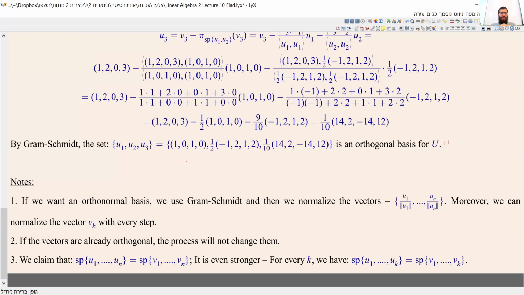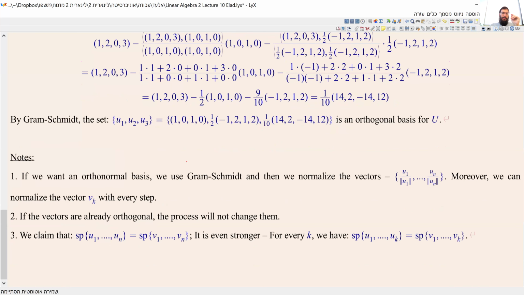I have one more thing I want to say here about the notes. But let's first prove the Gram-Schmidt algorithm, and why is it true? Yeah, and then we can move on. Any questions about the notes I just wrote here?